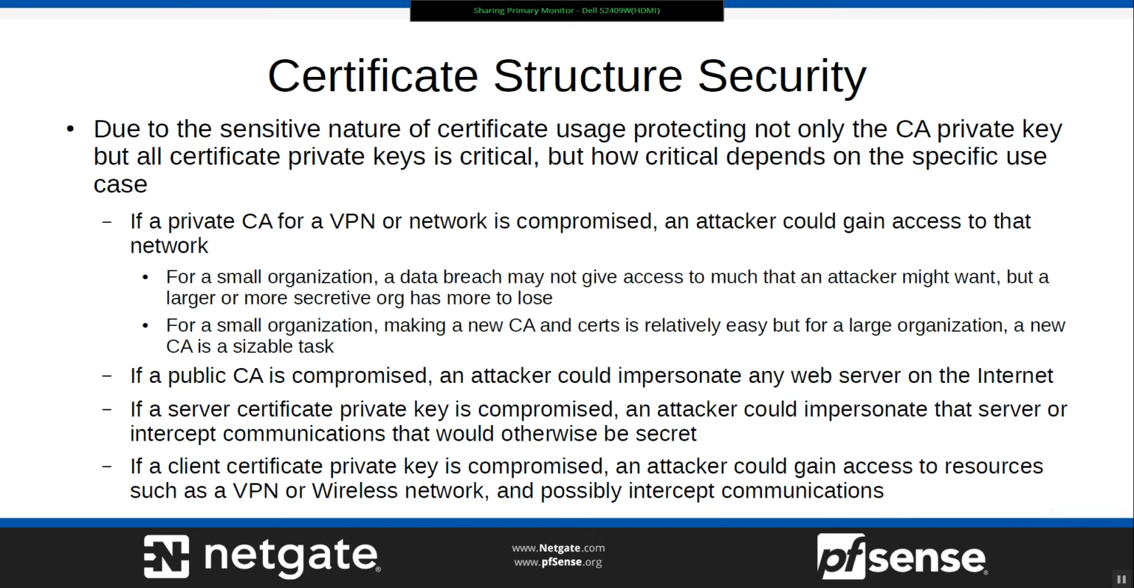So on the other side of that, if a public CA is compromised, which has happened, an attacker could impersonate any web server on the internet. And so they may have to rush around and put out a browser update, whatever, and get it out to thousands or millions and millions of users, and that's really difficult. If a certificate private key is compromised, an attacker could impersonate just a single server or intercept communications, which is bad, but it could be worse. It's not the entire internet.